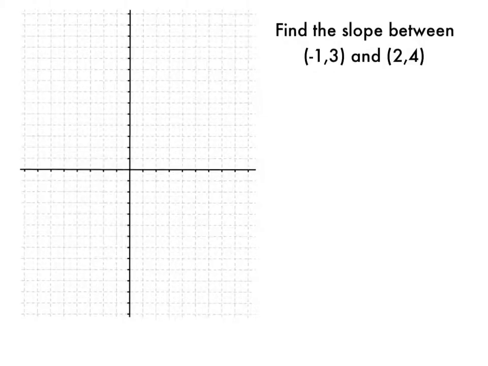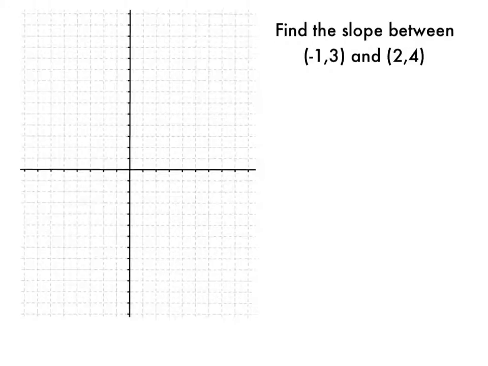When you're asked to find the slope between 2 points, there are a couple ways that you could do it. One way is that you can plot the points and count the rise and the run and write the slope as a ratio of rise over run. Or you can use the slope formula, which is a lot quicker, especially if the points are really far away and you don't really want to graph them.